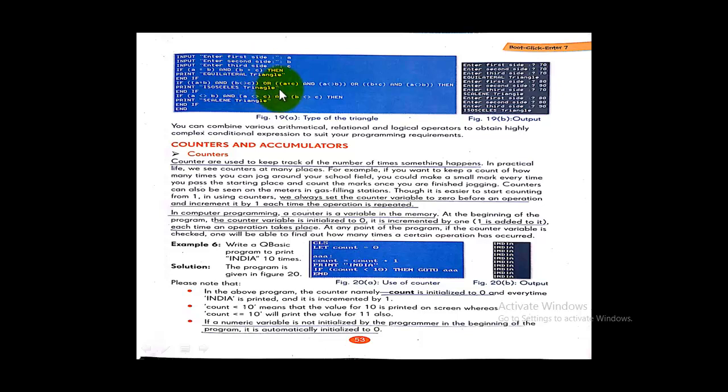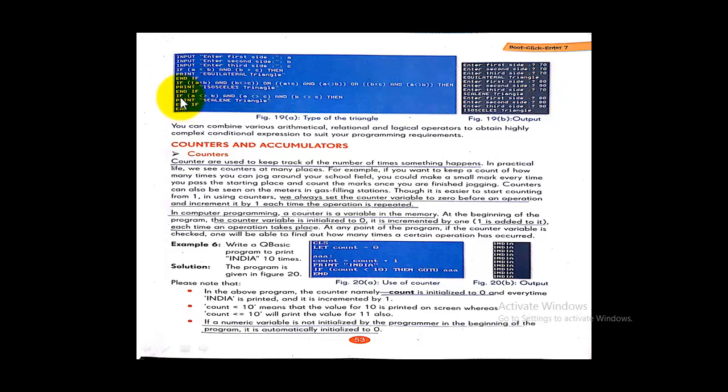Now A equal to C. A 80 is equal to C 70 is also false. So we'll check another condition expression here. B equal to C. B 90 is equal to C 70. So these all are false. So you go to the next step.